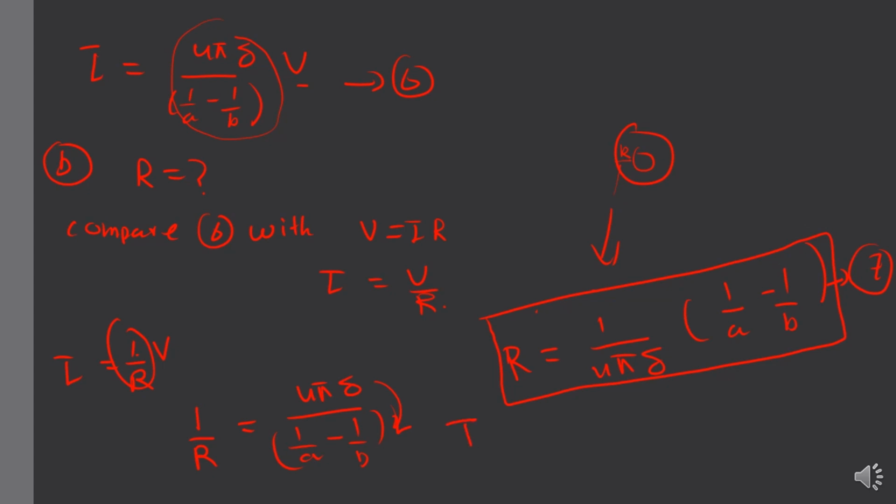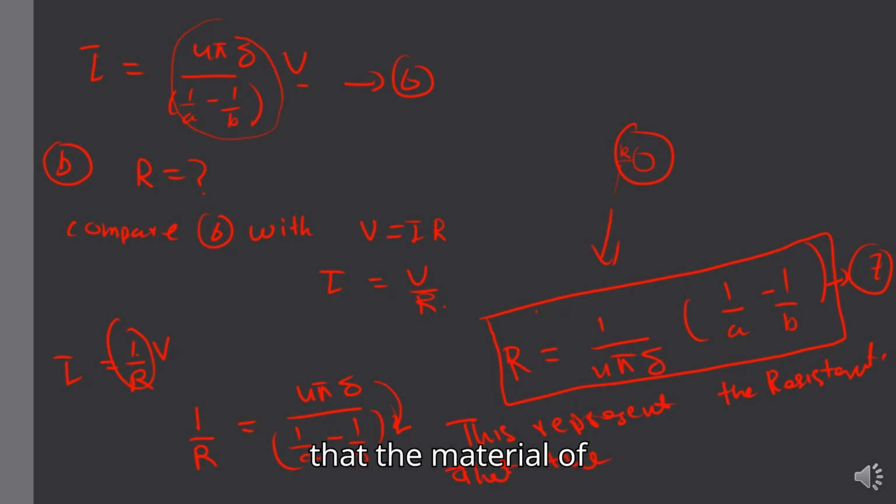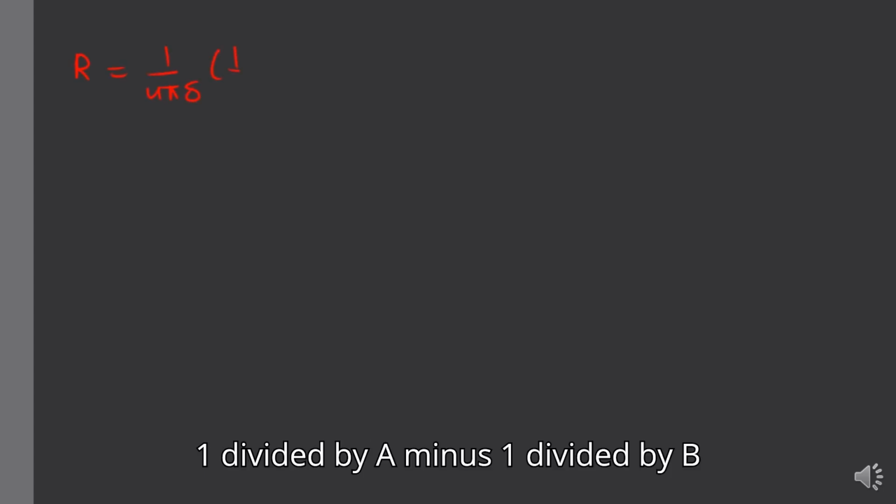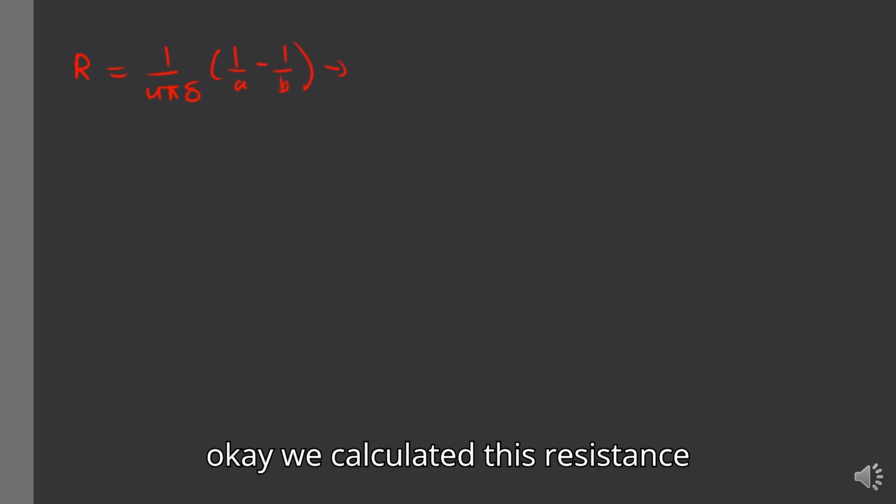So this represents the resistance that the material of conductivity sigma offers. Now as we have seen, the resistance is 1 divided by 4 pi sigma into 1 divided by a minus 1 divided by b. Okay, we calculated this resistance.